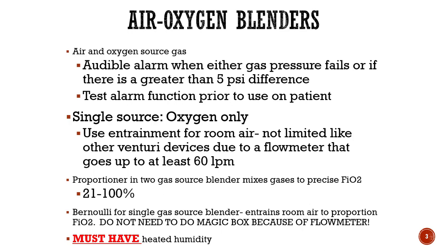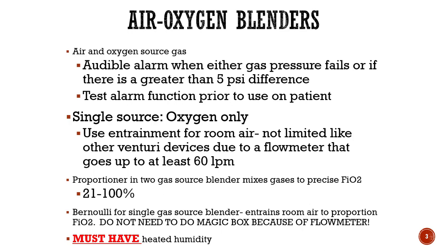The other blender that we're going to look at is a single gas source blender. This is the one that they use at Mayo. So it has just an oxygen disconnector. And what happens is the device itself has a Venturi system that will entrain room air into it, and it will proportion the FiO2 that way. I don't want you guys to link it with your large volume jet neb or with your venti mask because it's not limited by those magic box equations, because you have a flow meter that goes to at least 60.